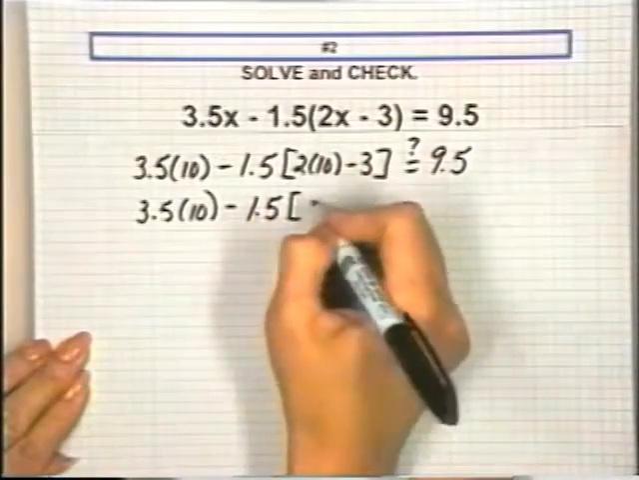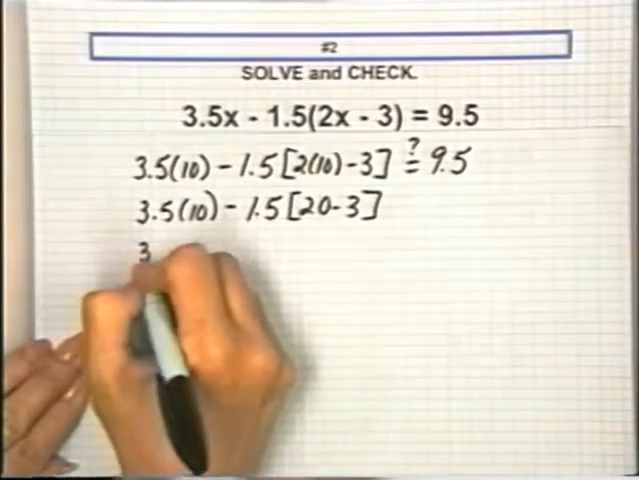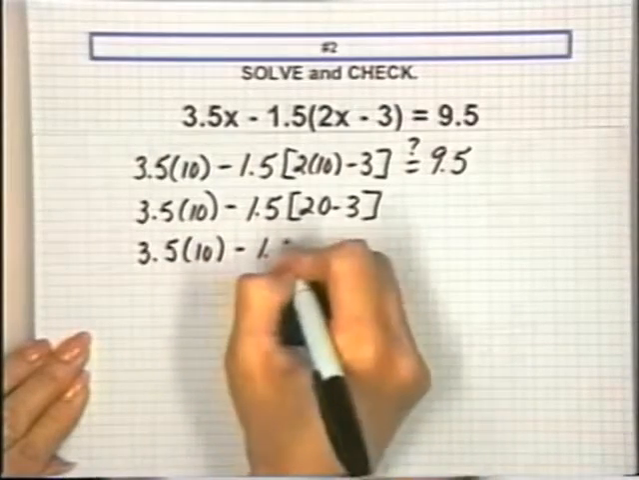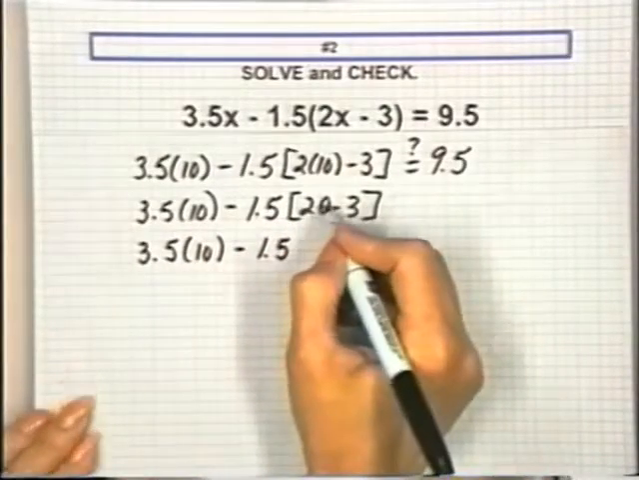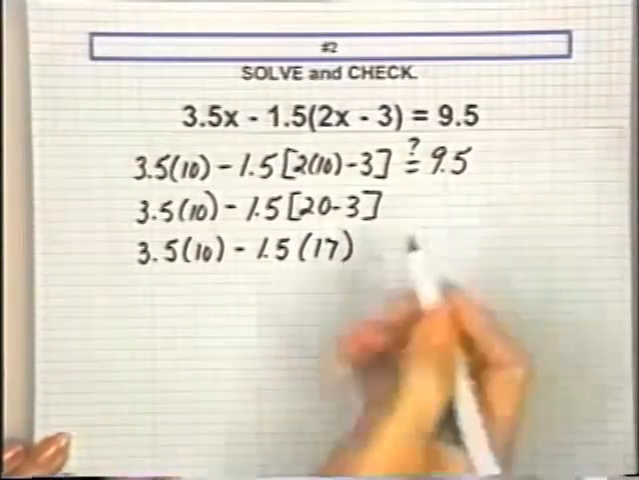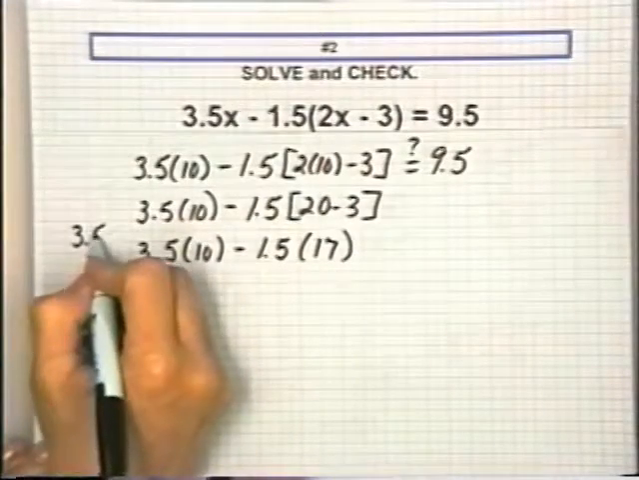I have 2 times 10 is 20. Subtract 3. Let's write the 3 5/10 times 10. Subtract 1 5/10. The 20 subtract 3 is 17. Now, let's multiply the 3 5/10 times 10.